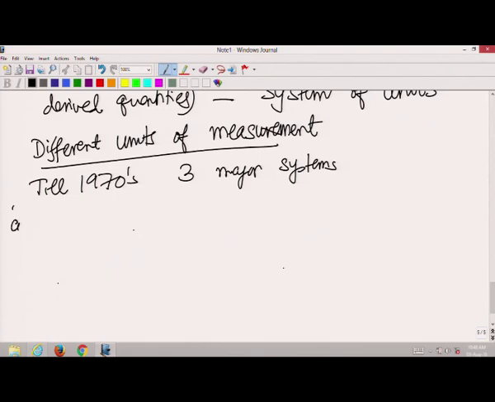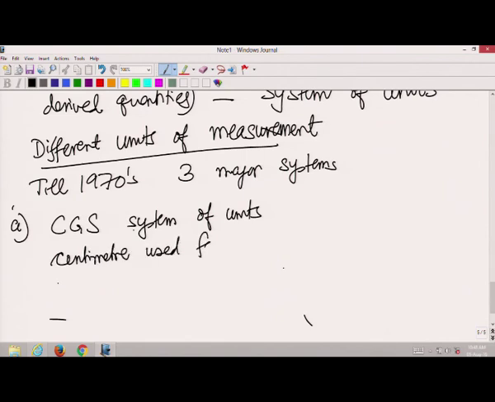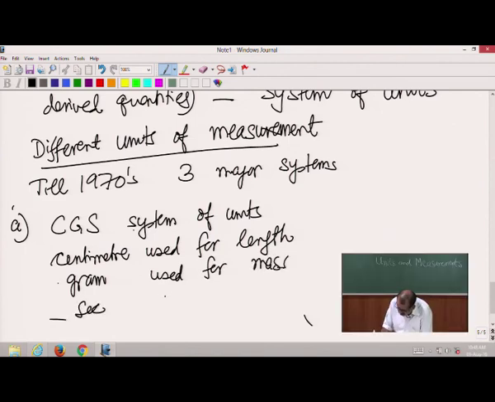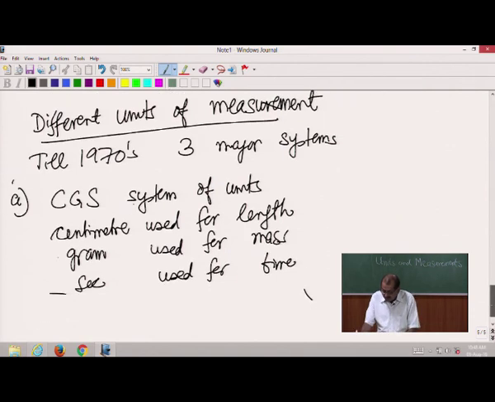The first one is what we refer to as the CGS system of units. In this CGS system of units, centimeter was used for length, gram was used for mass, and seconds was used for time. So, the units were measured in terms of centimeter, grams and seconds.